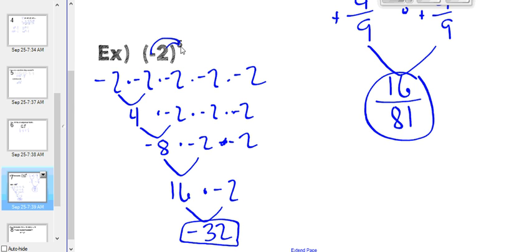So again, because the 5 is being applied to the negatives, right? You think we've got 1 negative, 2 negatives, 3 negatives, 4 negatives, 5 negatives, just like that indicates. And then the 5 is also being applied to the 2. 1, 2, 3, 4, 5 twos. I could just kind of work my way down. Negative 32.